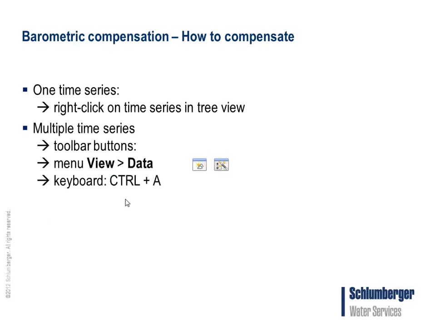So there's a few ways you can compensate data. One is you right-click on the time series in the tree view, and then you click the compensation options. You can go through the toolbar or use a keyboard shortcut. So the first option is useful if you only want to do one time series, and if you want to do multiple time series at once, you're better off using the second option where you go through the menu, view data, or through the keyboard shortcut.